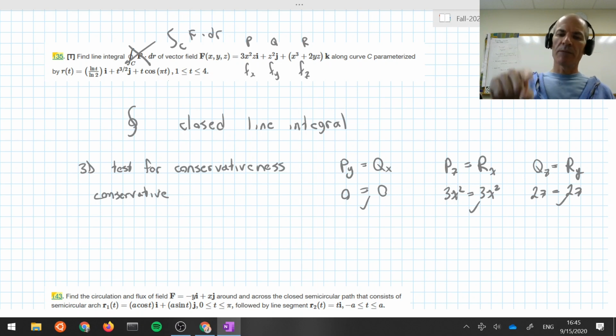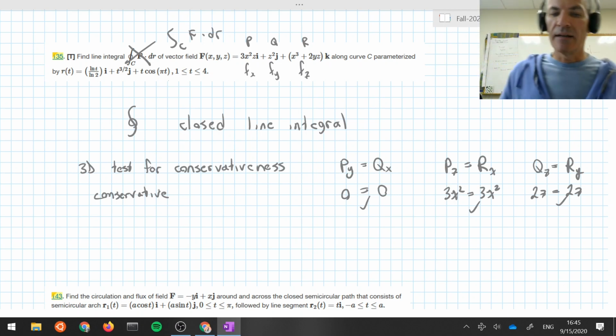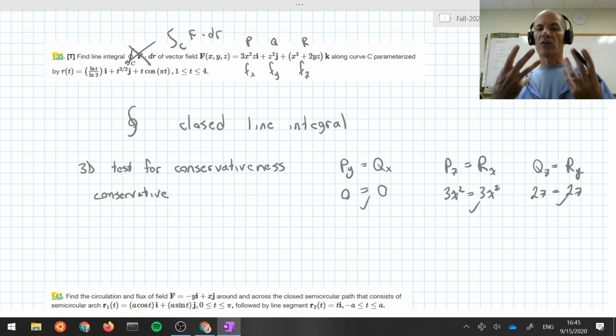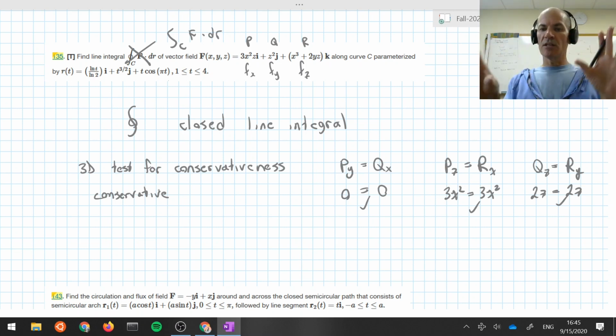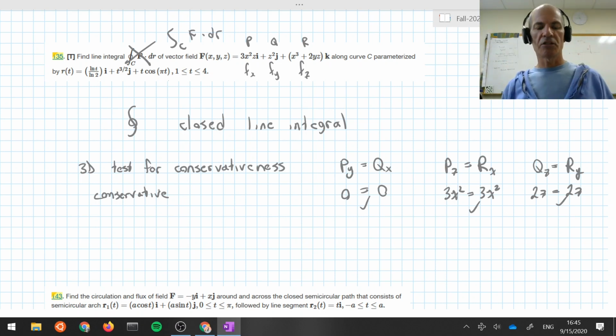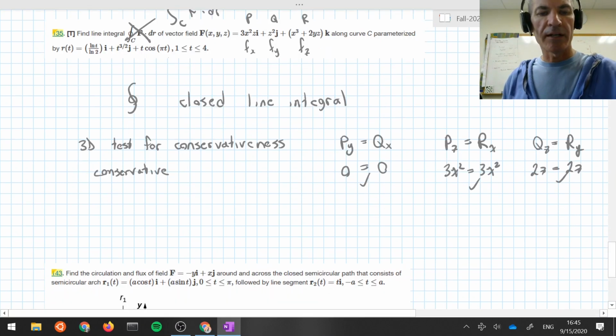The only time you have to worry about getting all three of these equations to be true and yet not having a conservative function is when there are discontinuities. But when the function is continuous in the region that you're talking about, if these mixed partials are equal, you're fine. And that's the case here. Great, so this is conservative. That means to do the integral, we need to find little f.